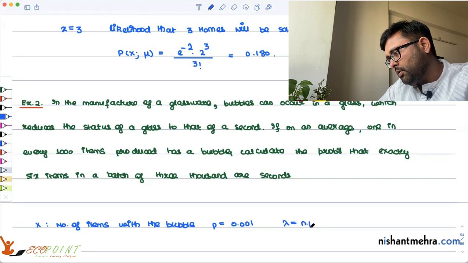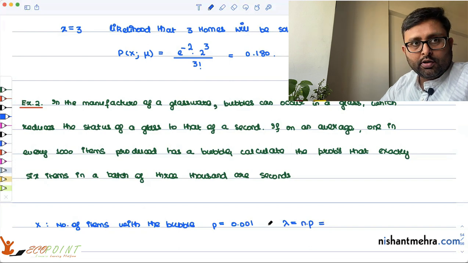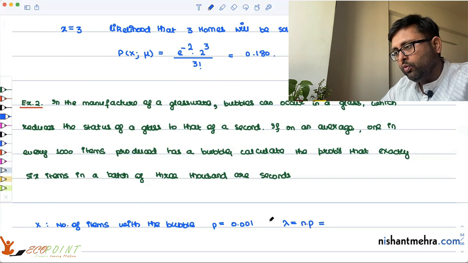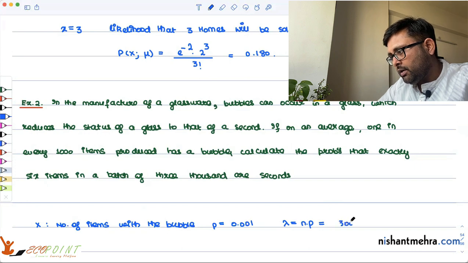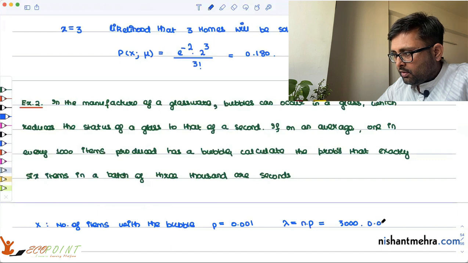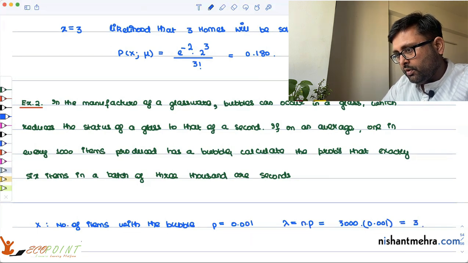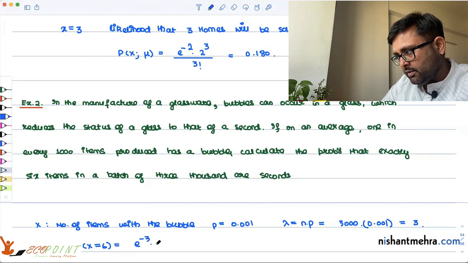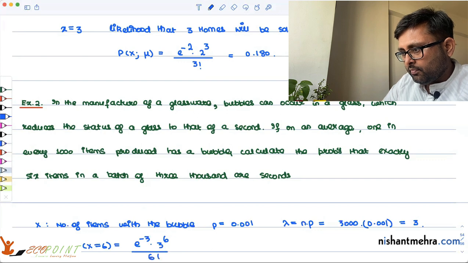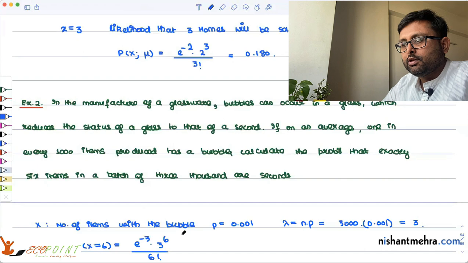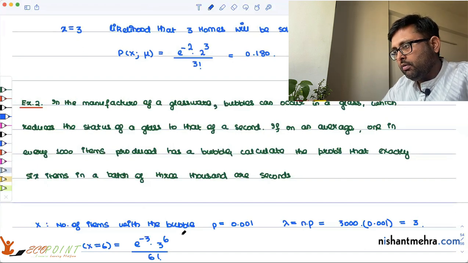I have not proved this, but just take it like this. Your average lambda is n into p, the number of times the experiment is done into the probability. The experiment is done 3,000 times and the probability is 0.001, so np is 3. So P(x equals 6) is e to the power minus 3, lambda to the power 6, that is 3 to the power 6, upon 6 factorial. You can just calculate this. This is the way you find the Poisson distribution.